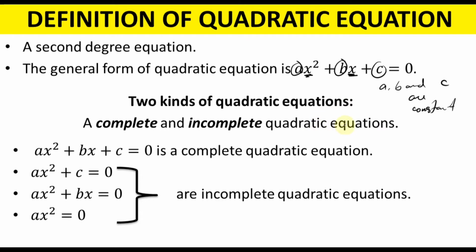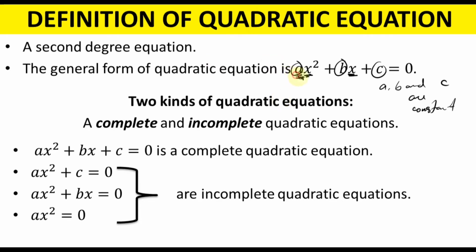Where A is not equal to 0. So dapat ang A is not equal to 0. Bakit? Kung mag-equal to sa 0 ito, if the value of A is 0, then the equation is linear, hindi na quadratic. So, dapat in quadratic equation, A is not equal to 0. Pag ang A is equal to 0, magiging linear equation na yan. Okay? So, let's identify the value of A, B, and C.